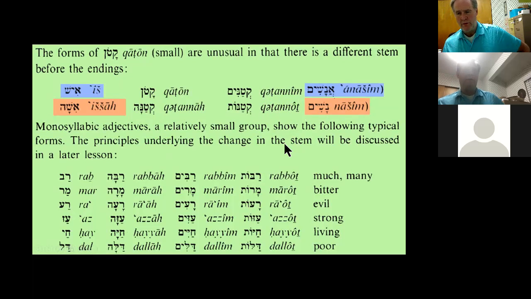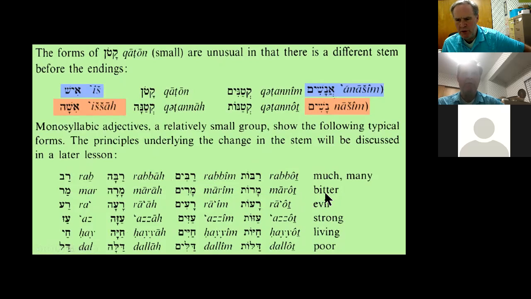All right, okay, if you have a whole bunch of something, that would be not just me'od, this would be rav. Rav means a lot of something. So we have rav, rava, ravim, ravot. A lot of one thing that's masculine, a lot, this is a singular feminine. I'm sure I have a lot of something that's singular, but anyway, that's it. Rav, rava, ravim, ravot.